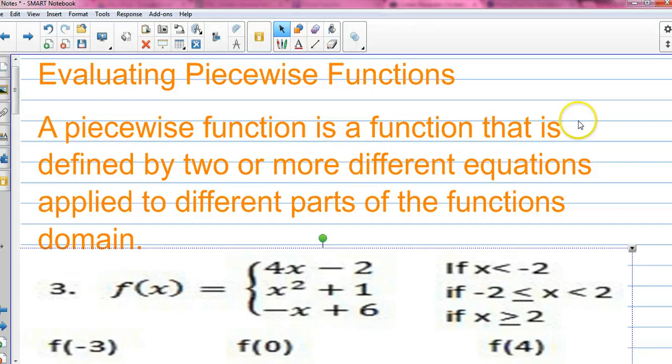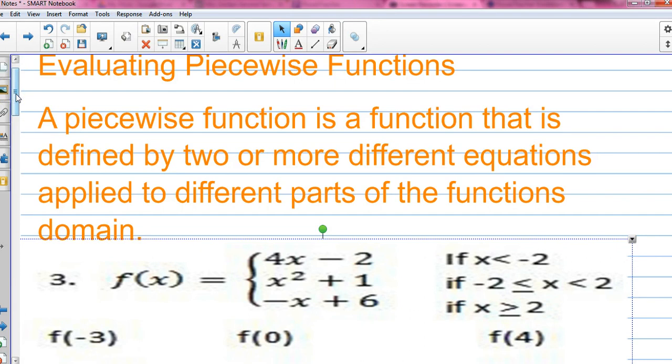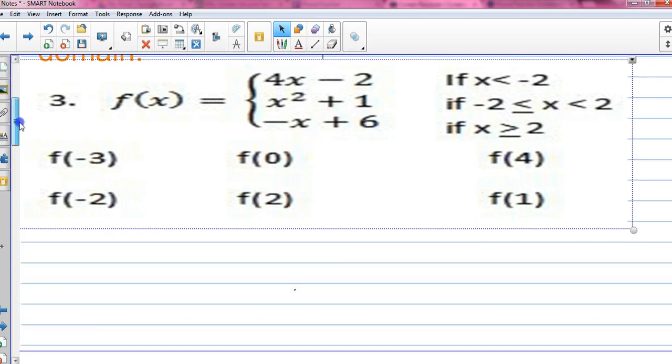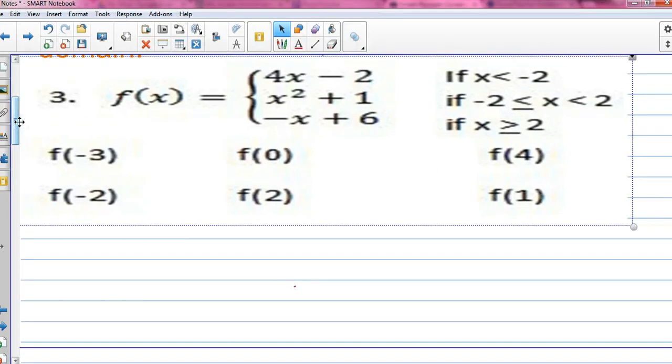Okay, today we're going to be doing evaluating piecewise functions. A piecewise function is a function that is defined by two or more different equations applied to different parts of the function's domain. So, in our example, I have f of x equals 4x minus 2 if x is less than negative 2. F of x equals x squared plus 1 if x is between negative 2 inclusive and 2 exclusive. And f of x equals negative x plus 6 if x is greater than or equal to 2.